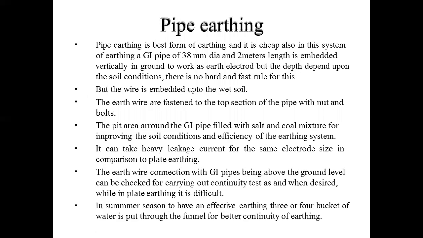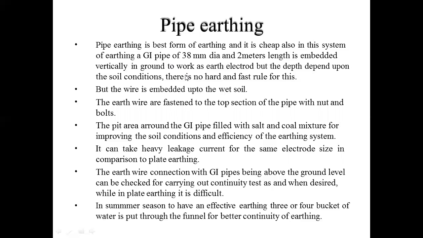And let us discuss the pipe earthing. The same thing is listed here. The pipe earthing is the best form of earthing compared to the plate earthing, because there is a possibility of disconnection of the earth wire from the electrode in the case of plate earthing. So that's why pipe earthing is best compared to the copper plate, and it is cheap also. A GI pipe of 38 mm diameter and 2 meters length is placed inside the ground to work as the earth electrode, but the depth depends upon the soil conditions.